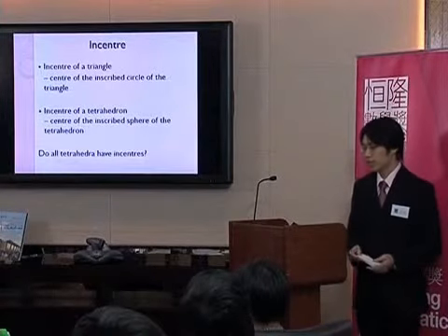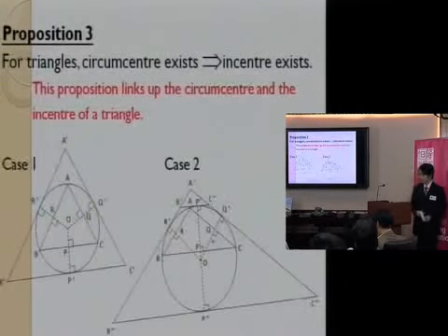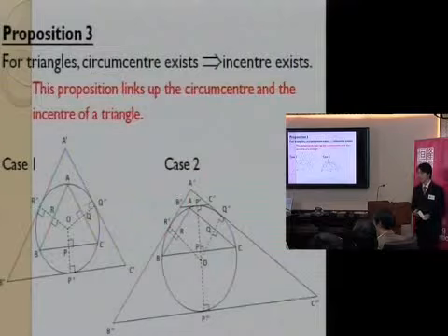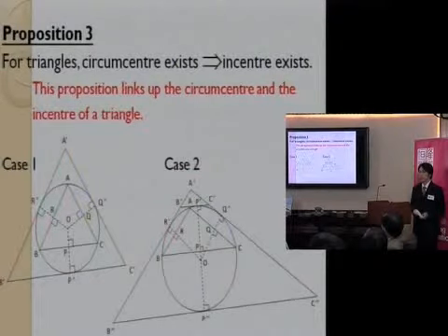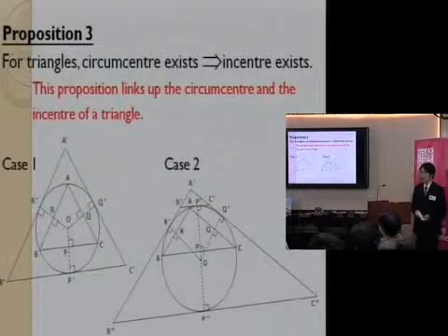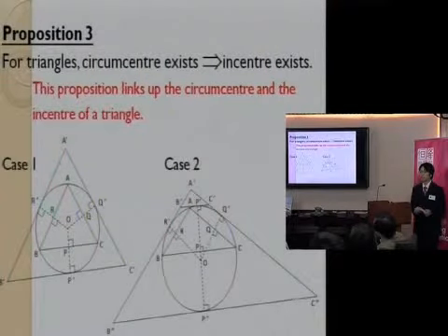Then we come to incenter. The incenter of a tetrahedron is the center of its insphere. And our question is, do all tetrahedra have incenters? Again, let us first take a look at the case about triangles. The main idea of this proof is that we consider a triangle with its circumcenter O, and then we construct a larger triangle which has O as its incenter. And we prove that these two triangles are actually similar. And so, the existence of incenter follows from the existence of circumcenter for all triangles.